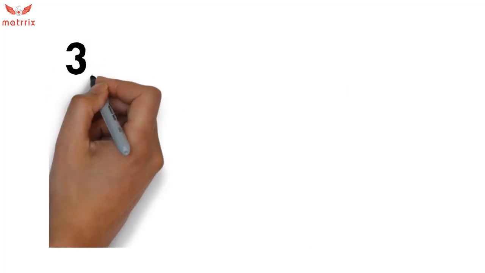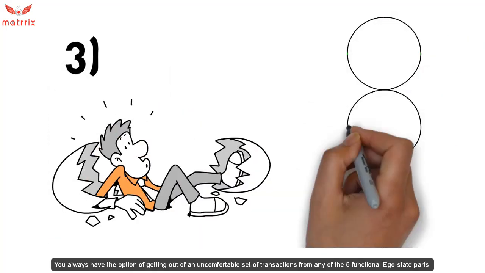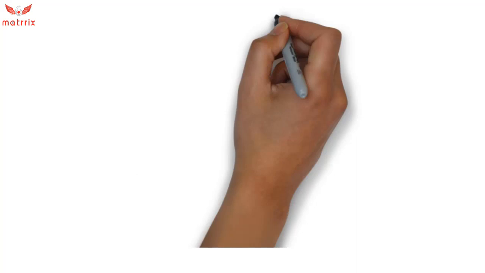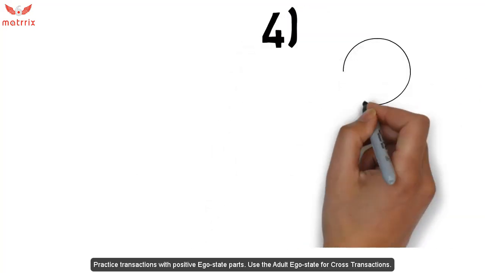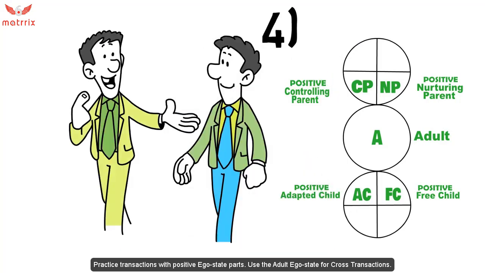3. You always have the option of getting out of an uncomfortable set of transactions from any of the 5 functional ego state parts. 4. Practice transactions with positive ego state parts. Use the adult ego state for cross transactions.